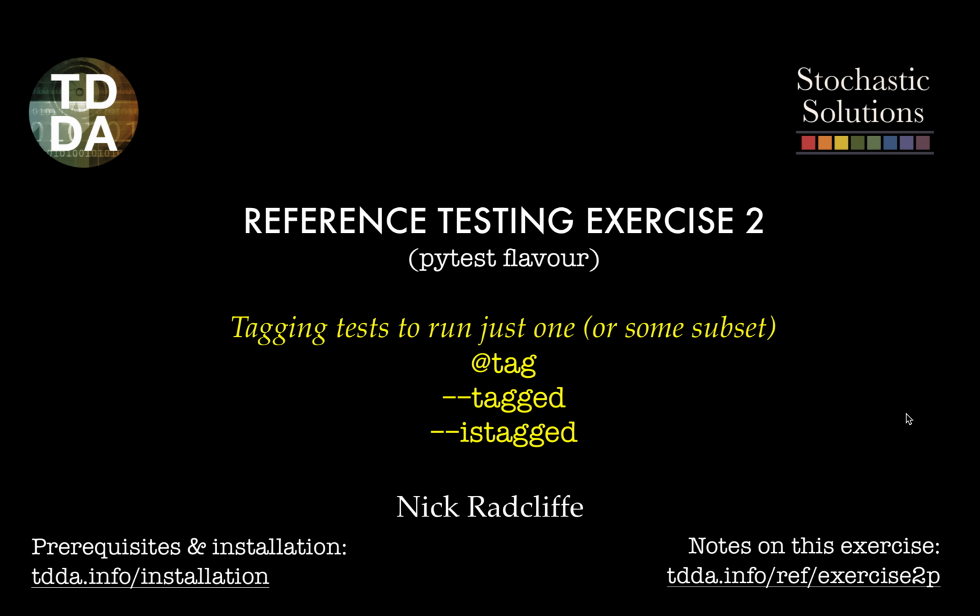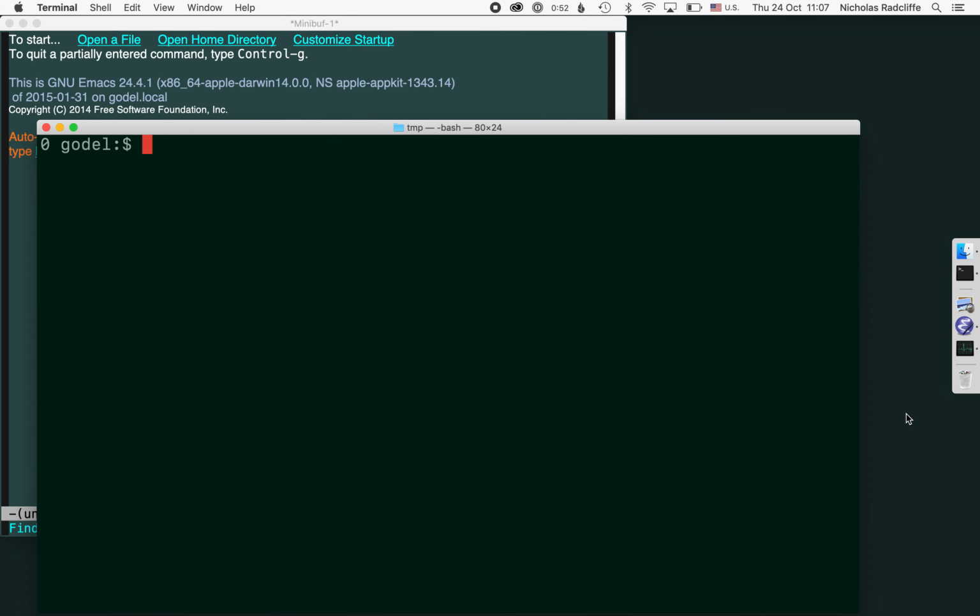Hi, this is Nick Radcliffe, and today we're going to look at the second exercise, the second PyTest flavoured version of the reference testing exercise, looking at tagging, which is a way of conveniently running just a subset of your tests. Again, I'm going to assume that you have the TDDA library installed, so let's get started.